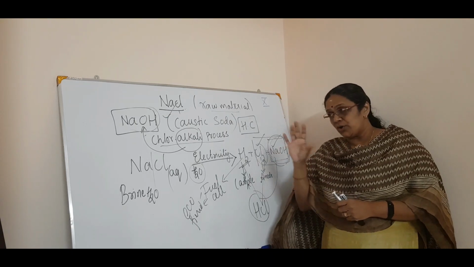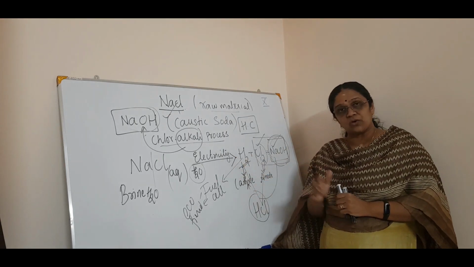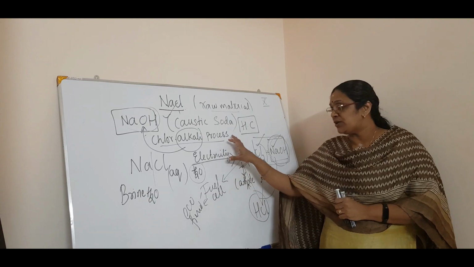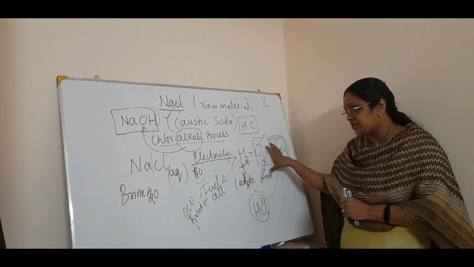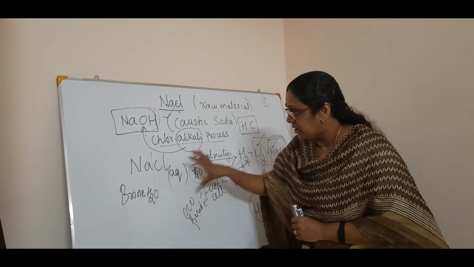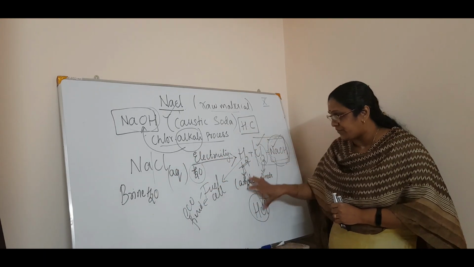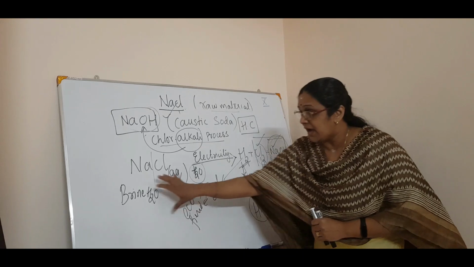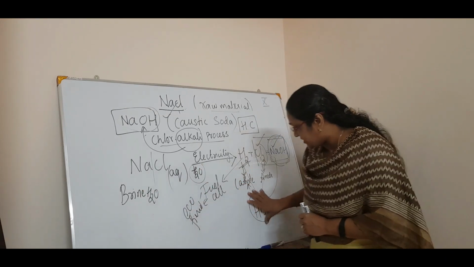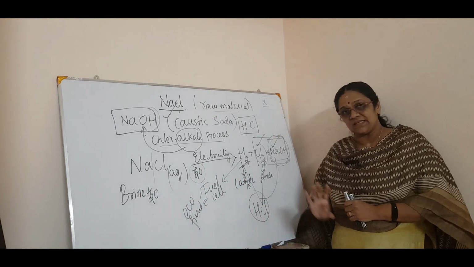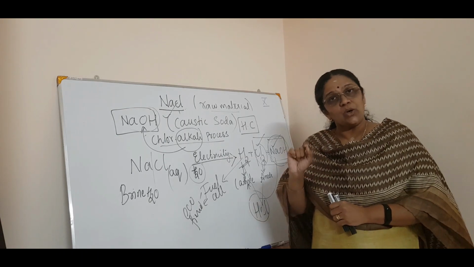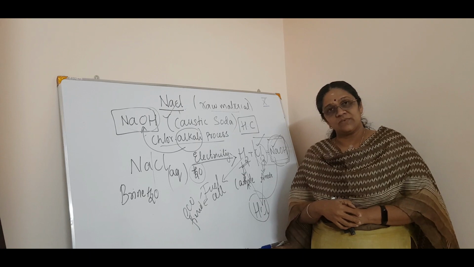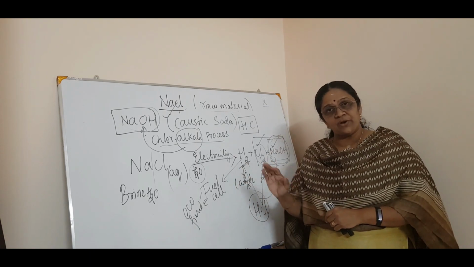Now what you will do is, you can make a flow chart on this. In your textbook it is given like that: hydrogen, chlorine, NaOH, then the uses of hydrogen, the uses of chlorine and the uses of NaOH. Again, the hydrogen and chlorine will give you HCl, and the uses of HCl. So you have to draw that flow chart in your notebook. Okay, so that's all. Prepare your notes.